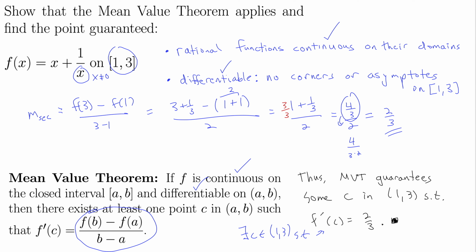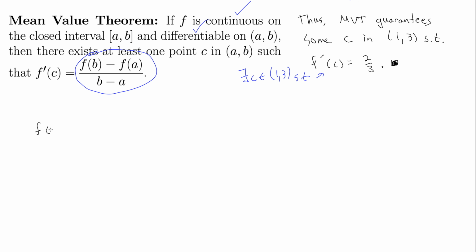Okay, well, let's find the point, right? The exercise asks us to find the point, so we leave the mean value theorem behind and let's just see if we can find the point. Okay, recall that our function was f of x equals x plus 1 over x. And we need to find some point on the derivative such that the derivative equals 2/3. Okay, well, let's find that derivative. The derivative of x plus 1 over x is 1 minus x to the minus 2.